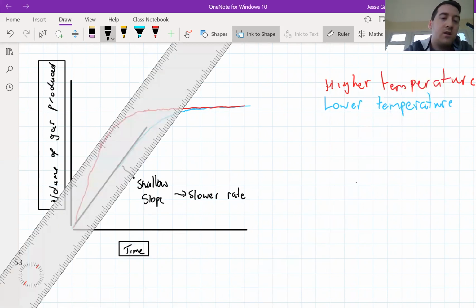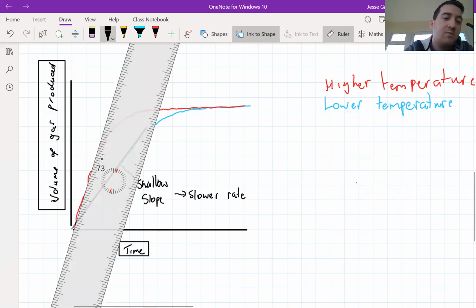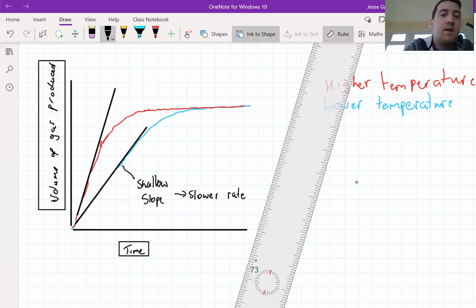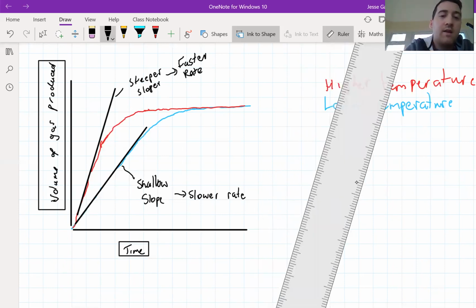Here is the slope of the red line, and as you can see, the tangent line is much steeper. This here is a steeper slope. Steeper slopes mean faster rates. Faster rate of reaction. We also see that the red line finishes quicker.